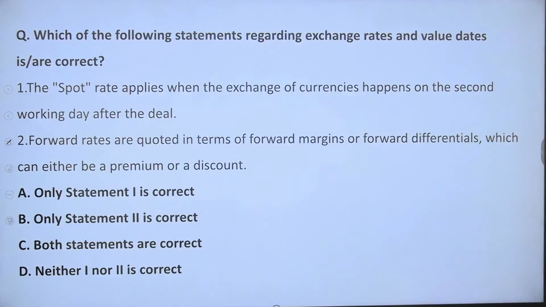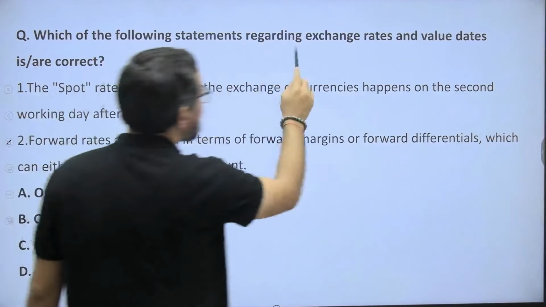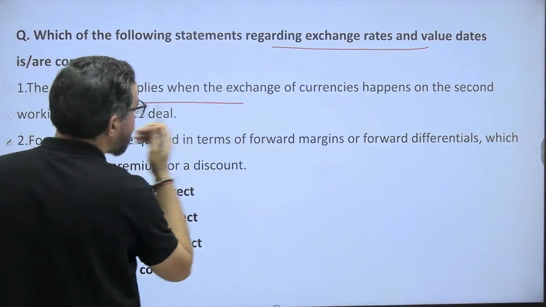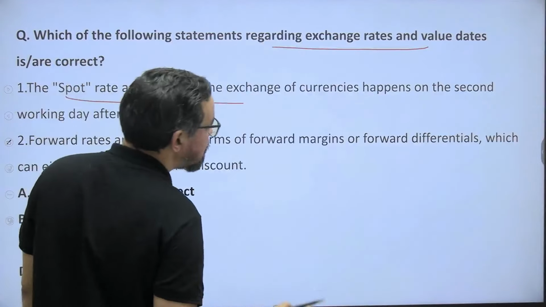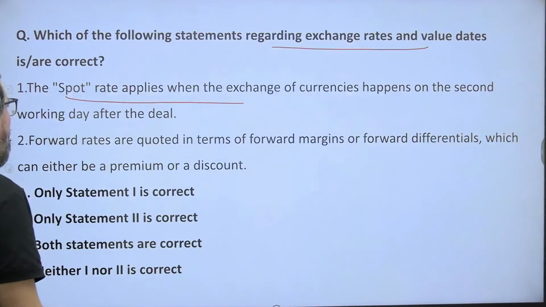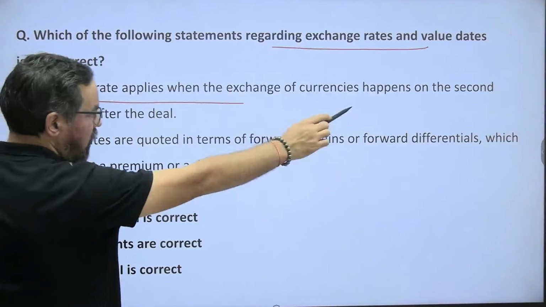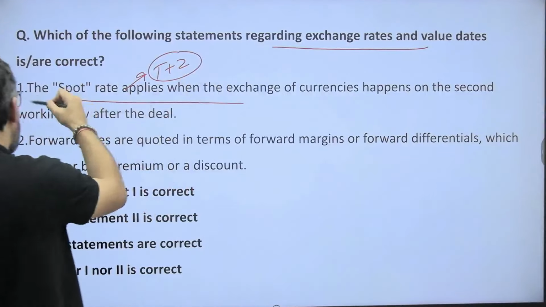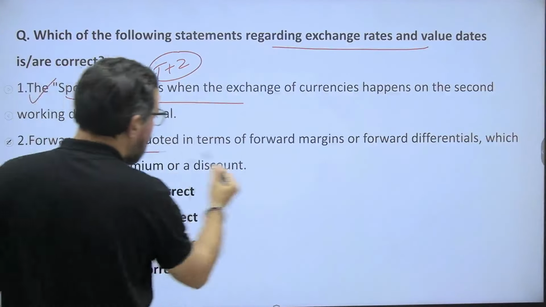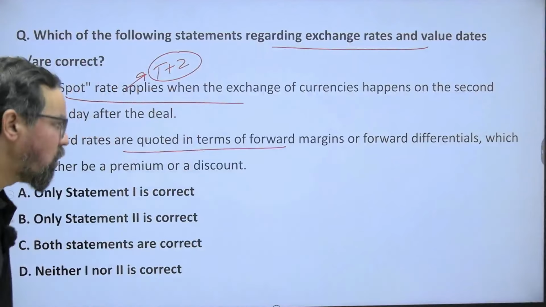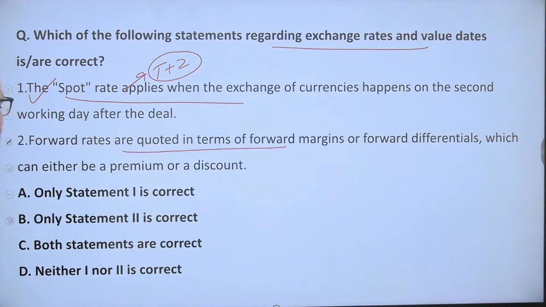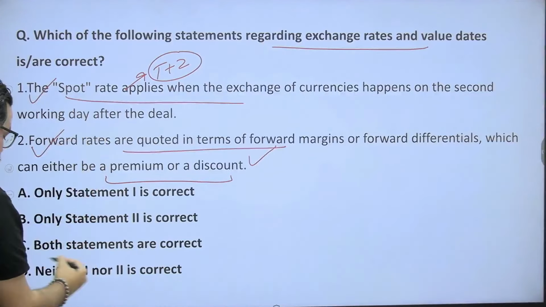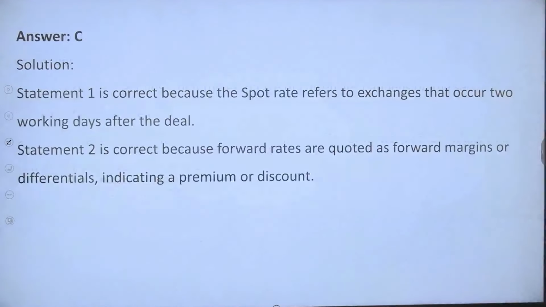Next one. Which of the following statements about the exchange rate and value date are correct? Spot rate applies when the exchange of currencies happens on spot rate, second working day, T plus 2. Spot is T plus 2, 100% true. Forward rates are quoted in terms of forward margin or differentials, which can either be in premium or discount, again true. So both are correct. So that will be the right answer for this one.